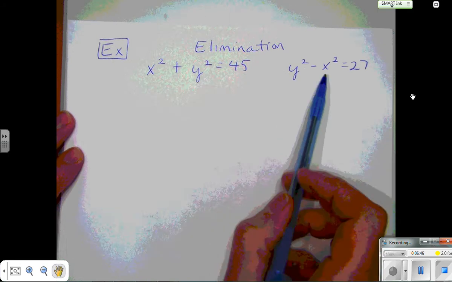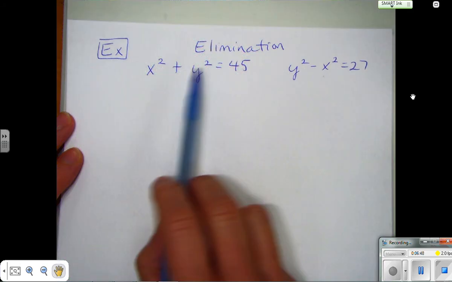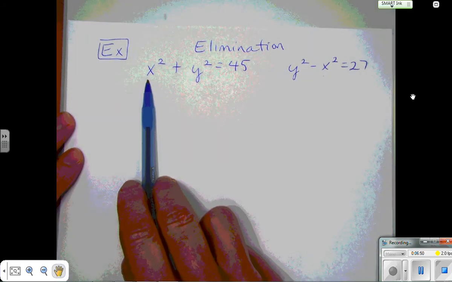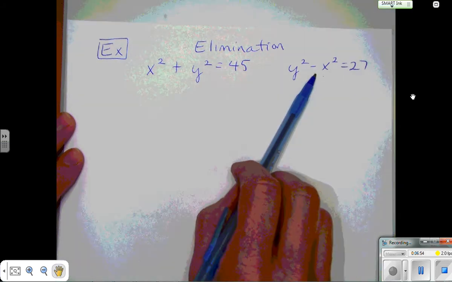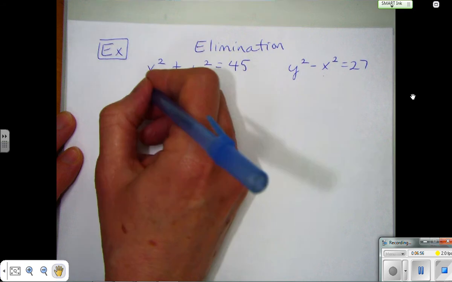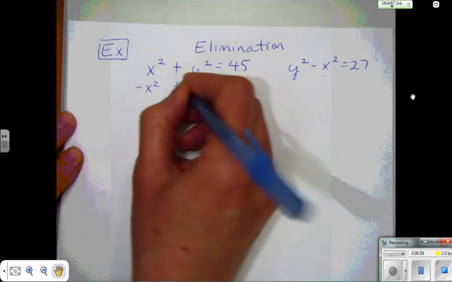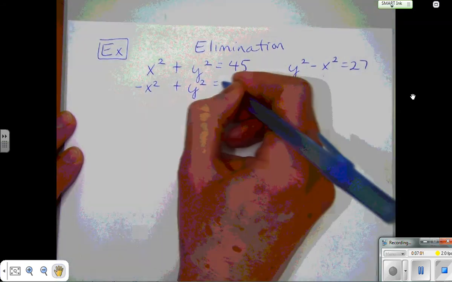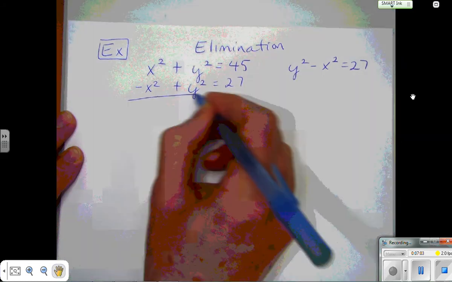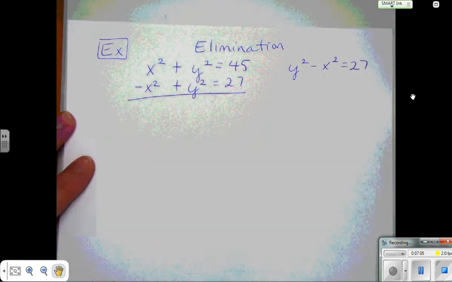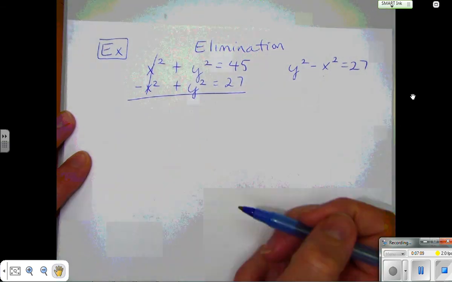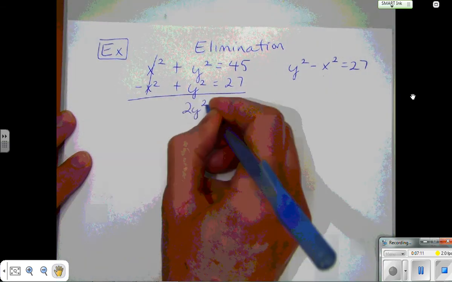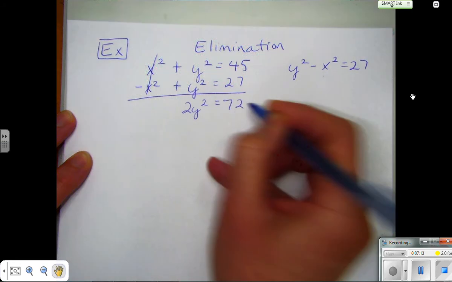You can see that I can easily get rid of the x squareds because one of them is positive and the other one's negative. So I'm going to reorder this second equation so that the x is first, so it'll line up with my first equation, and I'm going to add them together. So the x's are going to add to be 0, and I have 2y squared equals, and that should be 72.